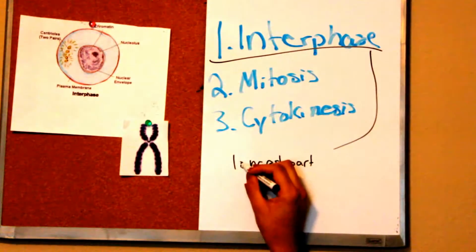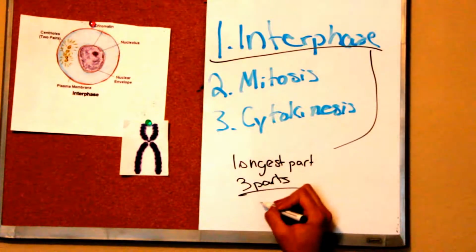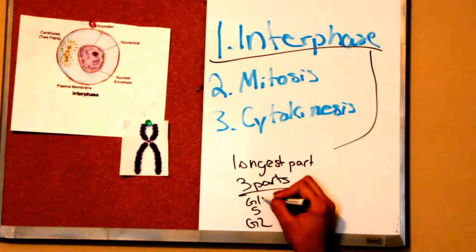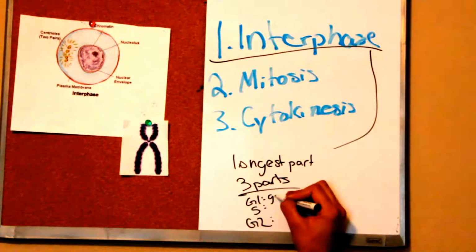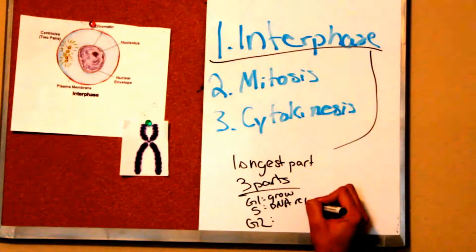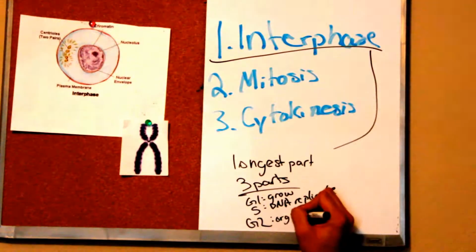There are three parts to the interphase. The first part is G1, second is S, third is G2. In G1, the cell grows and develops. In S, the DNA replicates. In G2, the organelles are copied.